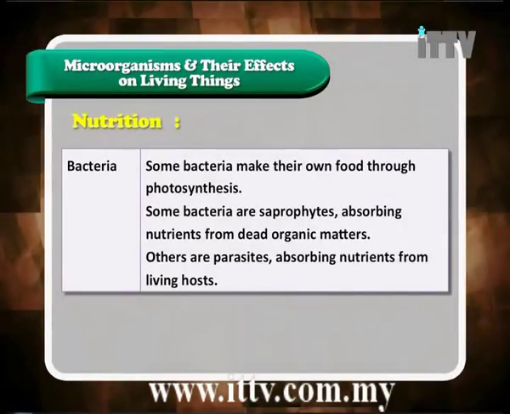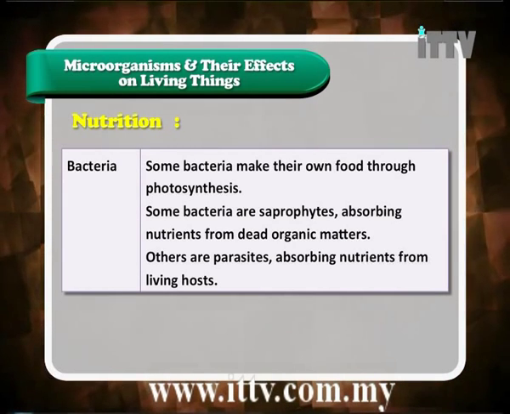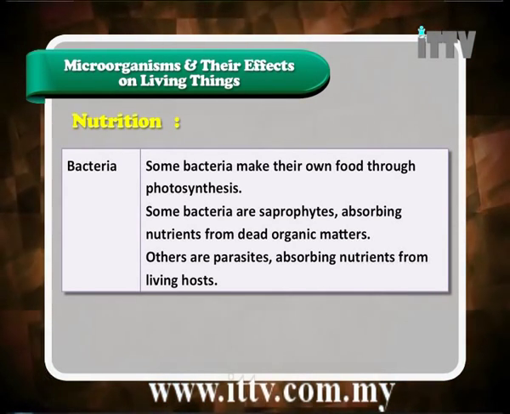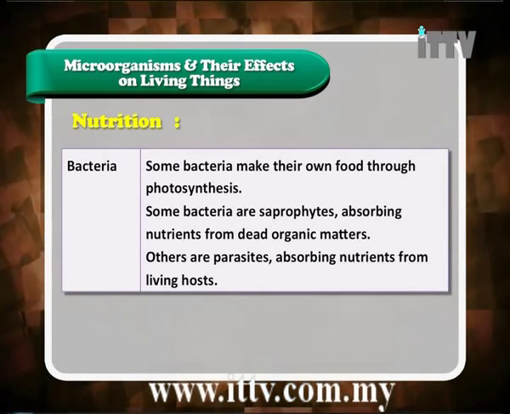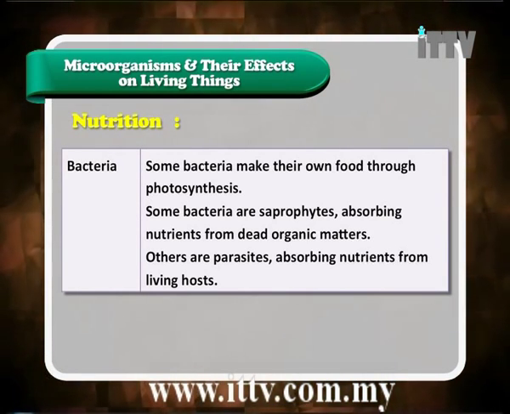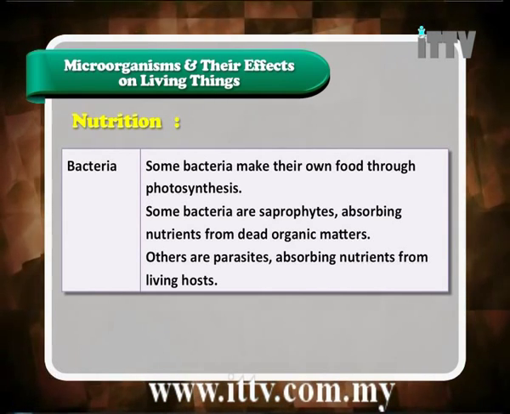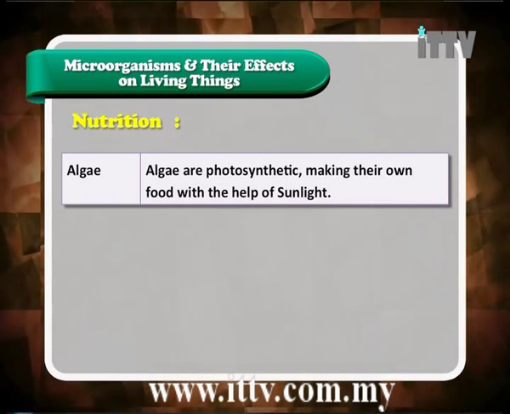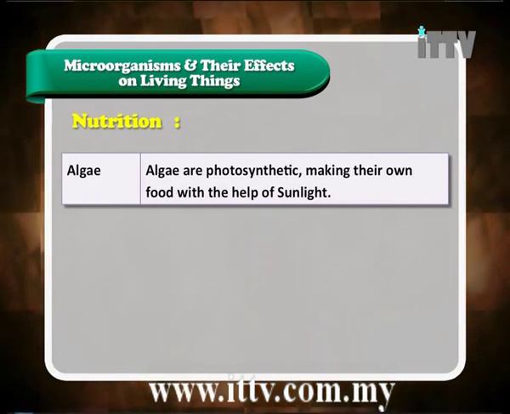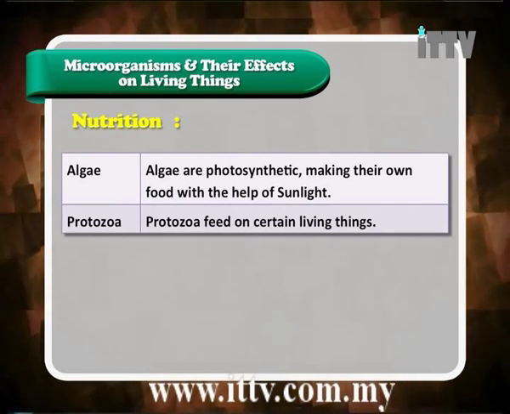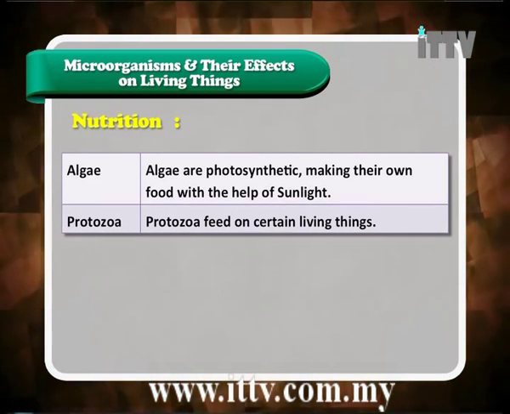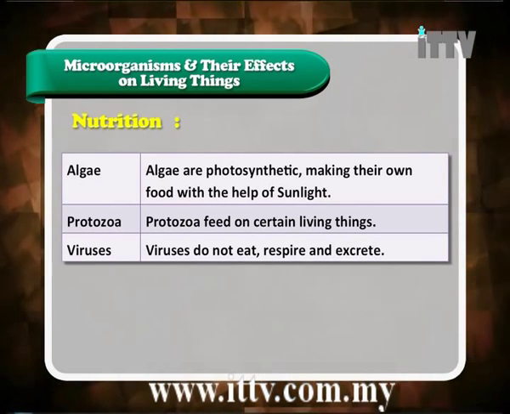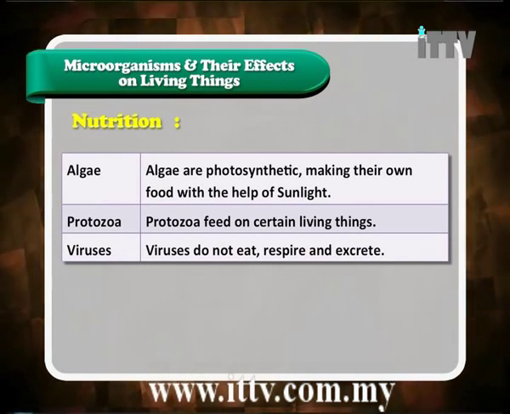Let's summarize about the nutrient that is required by the microorganisms, all the 5 types of them. Some bacteria make their own food through photosynthesis. Some bacteria are saprophytes, absorbing nutrients from dead organic matters. Others are parasites, absorbing nutrients from living host. Fungi. Most fungi are saprophytes. Algae are photosynthetic, making their own food with the help of sunlight. Protozoa feed on certain living things. Viruses do not eat, respire, and excrete.